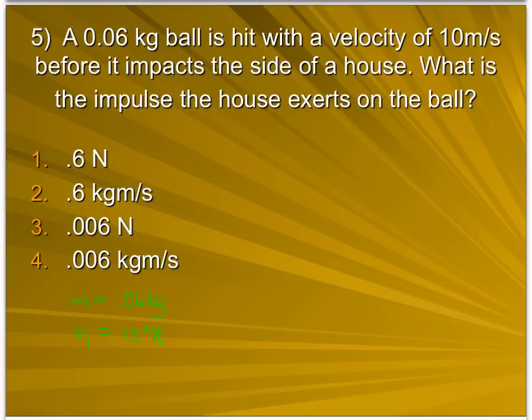Okay. Well, we know that that ball is going to come to a rest, so its final velocity is going to be 0 meters per second, and I know that I can calculate that impulse by taking delta mv, which is equal to mass times the final velocity minus the initial velocity. Okay. So now when I calculate this, I take 0.06 kilograms, and I'm going to multiply that by 0 meters per second minus 10 meters per second.